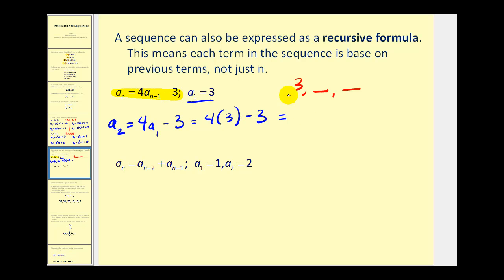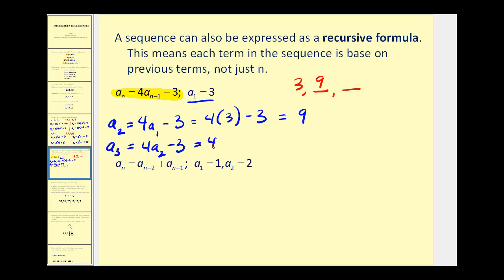So we have 12 minus 3, which is equal to 9. The second term is equal to 9. Let's go ahead and find one more term. A sub 3 is going to be equal to, well, now n is equal to 3. So now we'll have 4 times a sub 3 minus 1. That'll be a sub 2 minus 3.